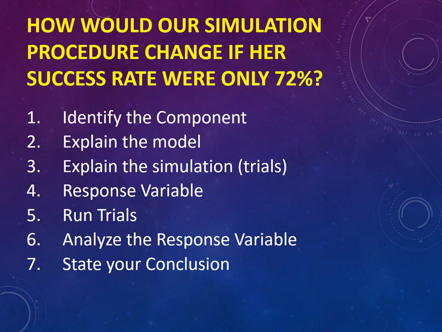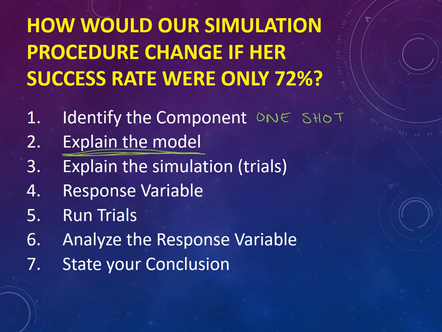Now, what if I were to change this? What if instead I wanted my simulation to only have 72% chance. This makes things a little bit more difficult. Our rules still stay the same. We're still going to identify the component. The component is still one shot. Okay, that's not going to change. What's going to change here is the model.